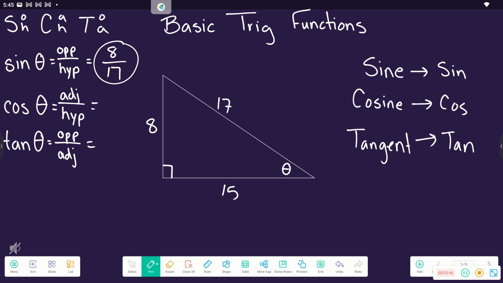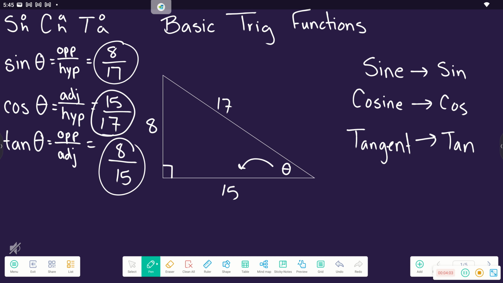Cosine, I'm looking what's adjacent to theta, which in this case is 15, over my hypotenuse, which is still 17. And now for my last one, tangent. I already know my opposite is 8. I already know my adjacent is 15. Tangent of theta is 8 over 15. So you're just looking at the angles and those signs according to opposite, hypotenuse, and adjacent.